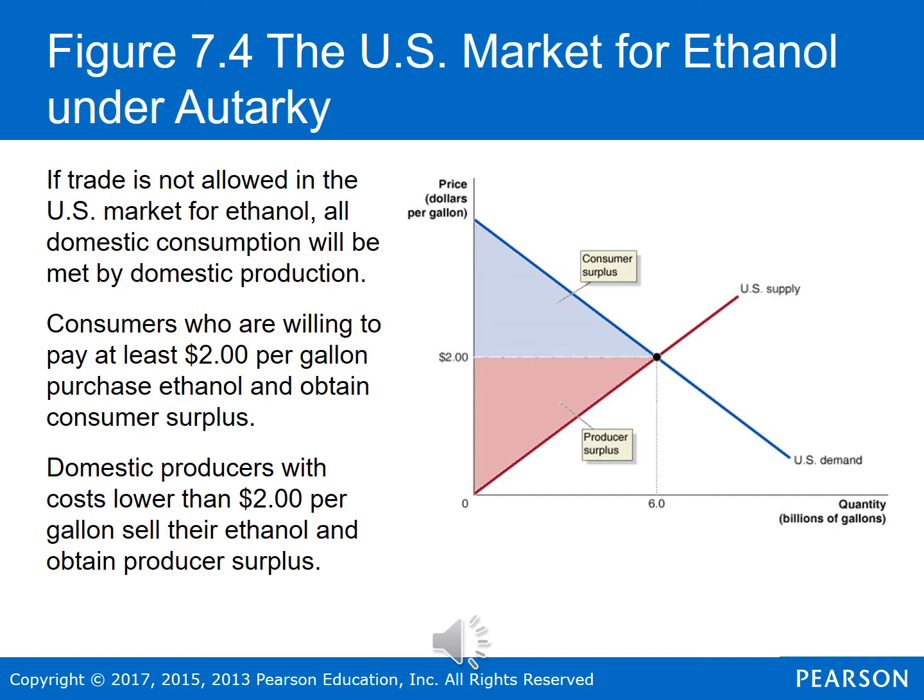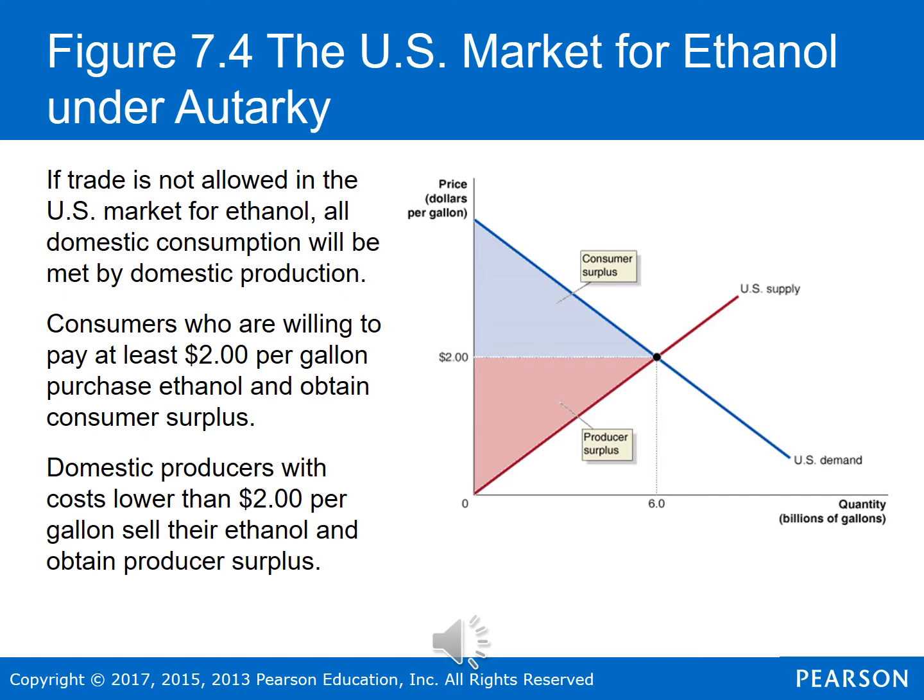Well, let's look at an example of the U.S. market for ethanol under autarky, so when there's no trade. If the U.S. is not allowed to trade, or individuals in the United States are not allowed to trade in the global market for ethanol, all domestic consumption is going to be met by domestic production. So only what we produce in this country will we be able to consume.